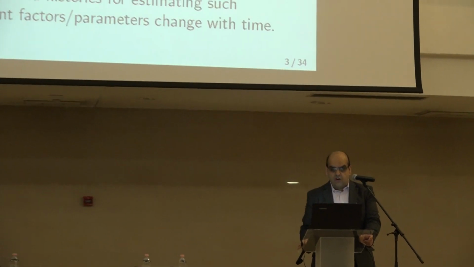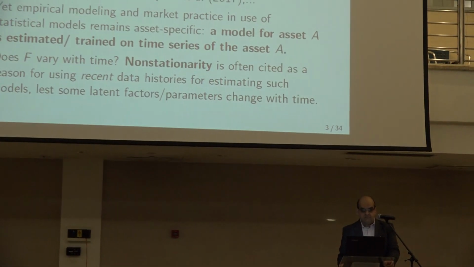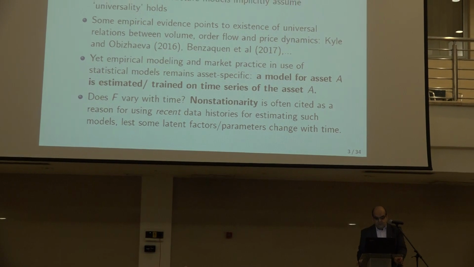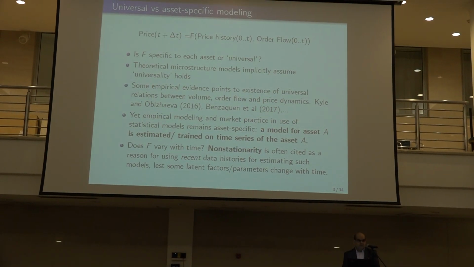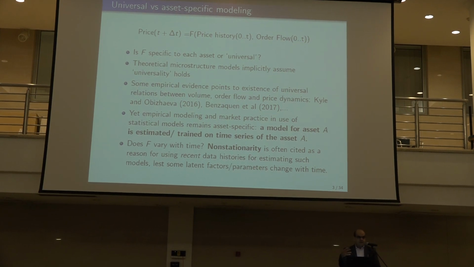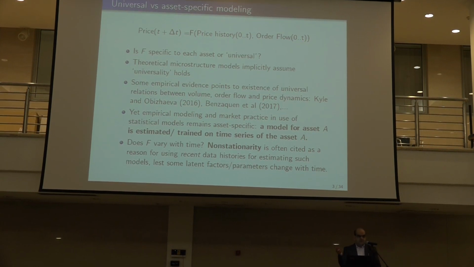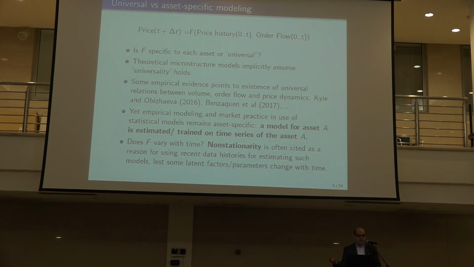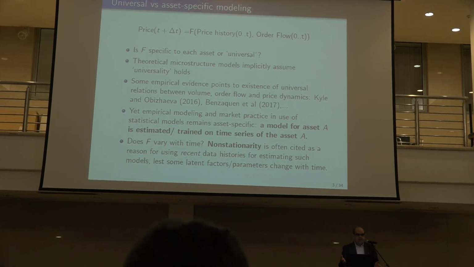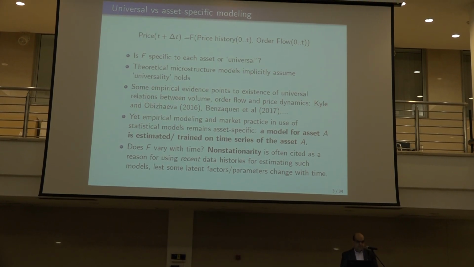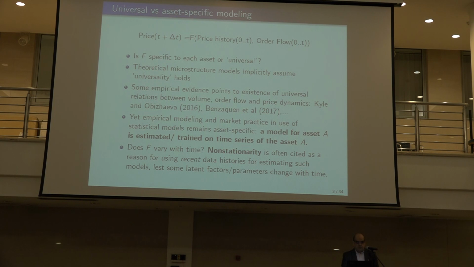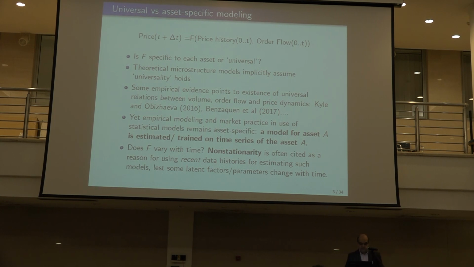which maps order flow and price history to the next price, is it specific to each stock or is it universal? That's a good question, because if you look at the theory, you don't have a theoretical literature on price formation in stock markets, price formation in bond markets, price formation for IBM stock, Google stock. It's an abstract model, so people implicitly assume it applies to everything. Is that true? Is that empirically supported?